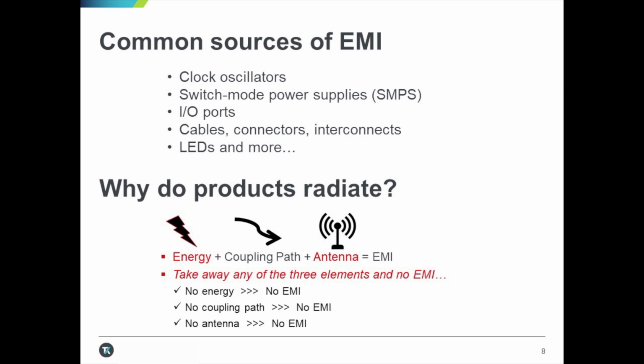The switching MOSFETs and high current loops in these circuits result in fast changes in currents, inducing magnetic fields, and fast changes in voltages, inducing electric fields. Now there are three parts to every EMI source. You have to have some sort of energy source, you have a coupling path, or a way for that source of energy to transfer its energy out, and you need an antenna. Any wire, metal enclosure, or PCB trace can potentially act as an antenna and radiate that energy into the environment. You take away any of these three and you no longer have EMI problems.